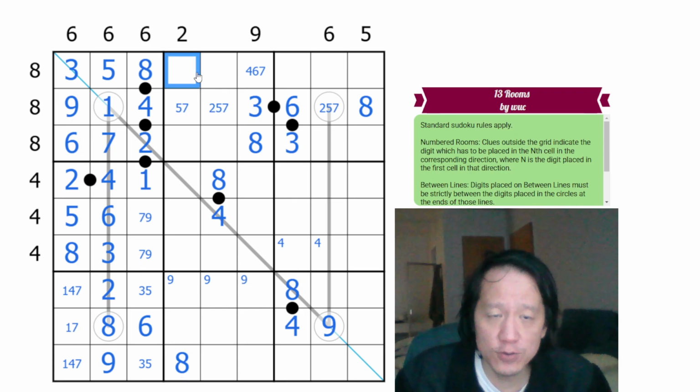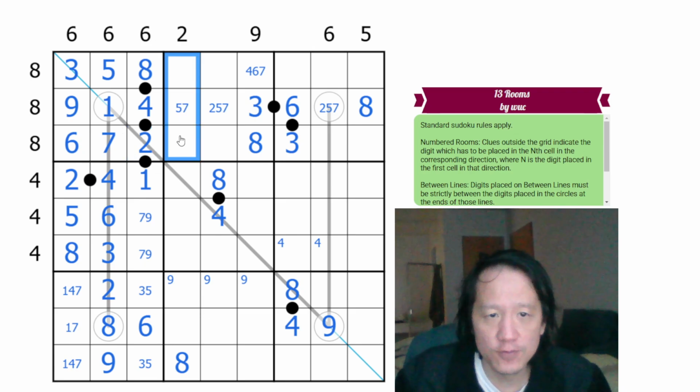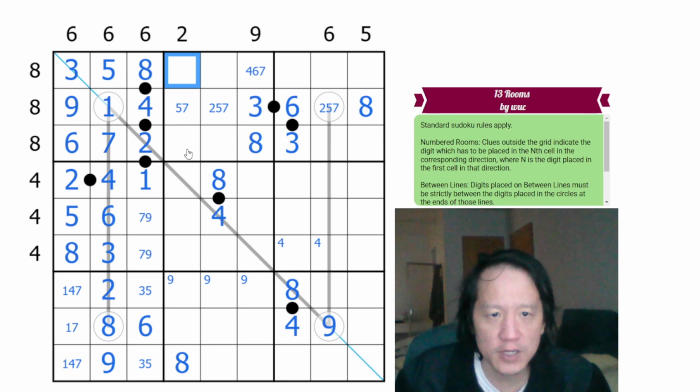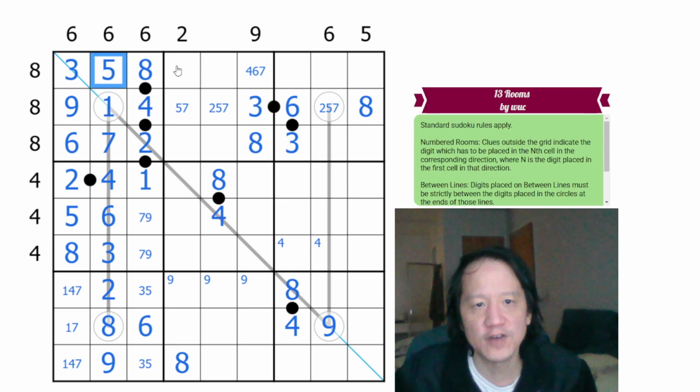2 can't be in the first cell. 2 can't be in the third cell because of this 2. Sorry, it can't be 2 in the first cell, obviously, because we already eliminated that earlier. It can't be in the third cell or the fourth cell. It could be in the fifth cell, but this 5 prevents it. It could be in the sixth cell, so that's possible. So this could be 6.